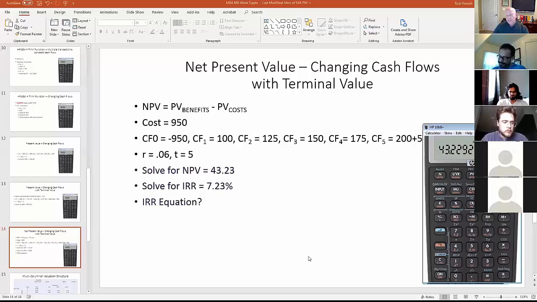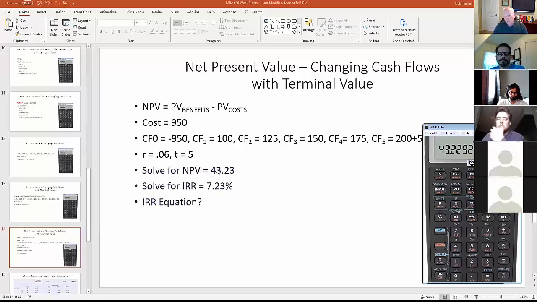Okay, so if you know the present value and you know your cost, you can simply take the present value of the benefits minus the present value of the cost, and it's going to give you the net present value. Or if you don't necessarily know the present value of the benefits, you just plug everything in just as I did, and it will give you the net present value.